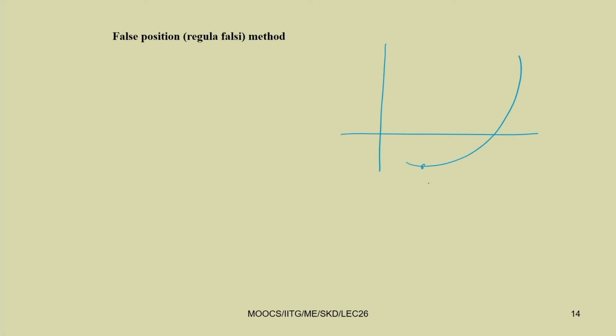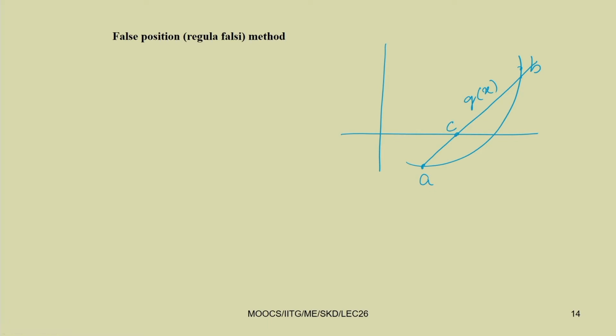In case of regula falsi, the method is similar to this method. But here, this is the A point, this is the B point. Now, the C point is obtained by connecting these two by a straight line using the equation g x. So, this is the C point. The C point is obtained this way.